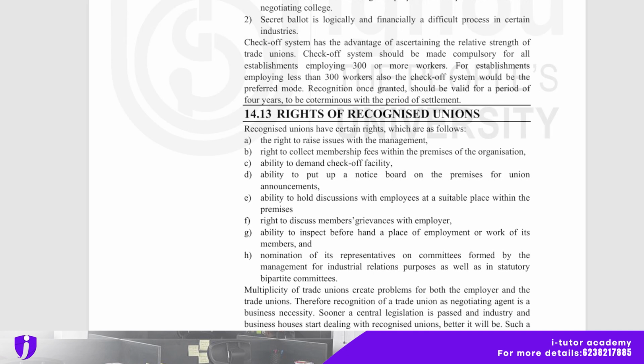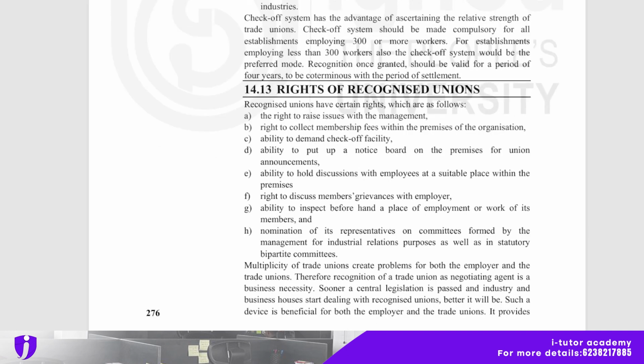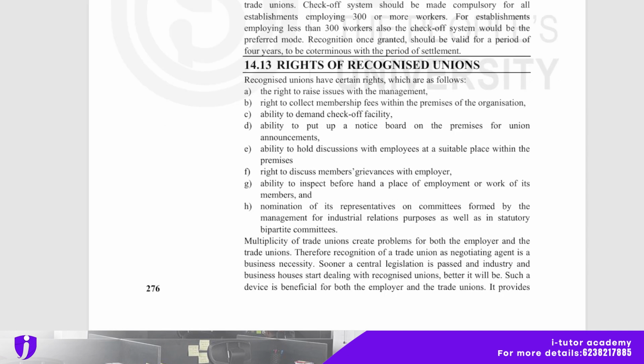Recognized unions have certain rights which are as follows: the right to raise issues with the management, the right to collect membership fees within the premises of the organization, the ability to demand check-off facility, the ability to put up a notice board on the premises for union announcements, and the ability to hold a discussion with the employees at a suitable place within the premises, the right to discuss members' grievances with the employer, the ability to inspect beforehand the place of employment or work of its members, and the nomination of its representatives on committees formed by the management for industrial relations purposes, as well as in statutory bipartite committees.